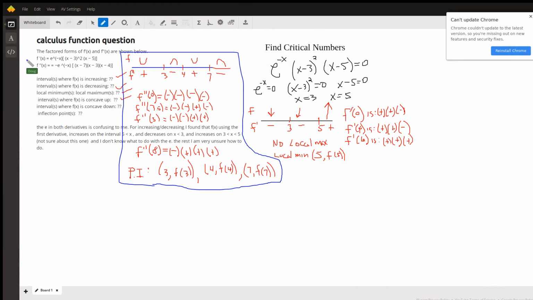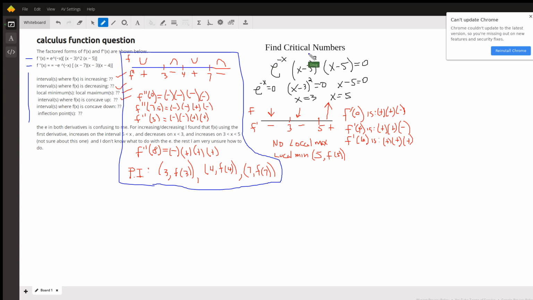Okay, we're given formulas for the first derivative and the second derivative of some function, which we don't know what it looks like, and we're not going to bother trying to find out. But we would like to answer these questions right here using the first derivative test and the test for concavity.